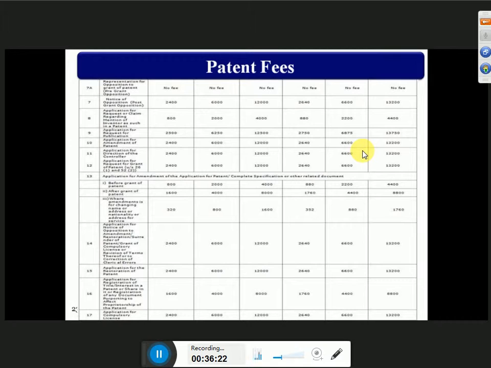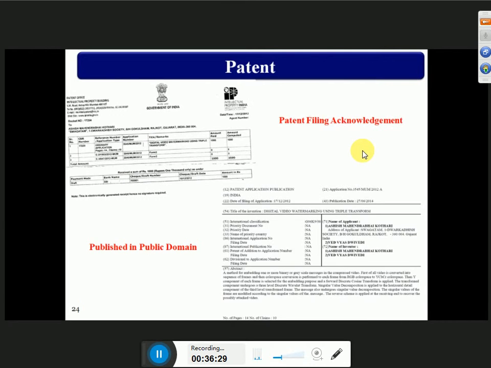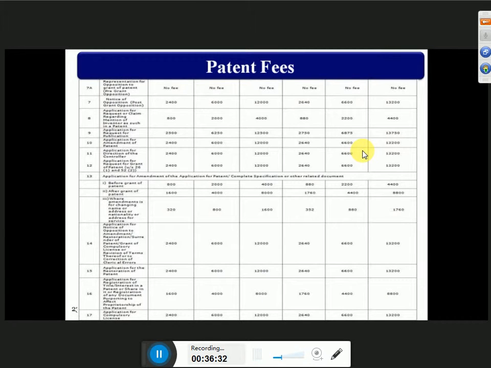Then there is form number 18, that you can go for a request for the examination, and it requires 2500 rupees, right? So the total cost of patent fees, if you are filing the patent alone, is 1760 plus 2500. This is the only fees that you need to pay if you are in time.